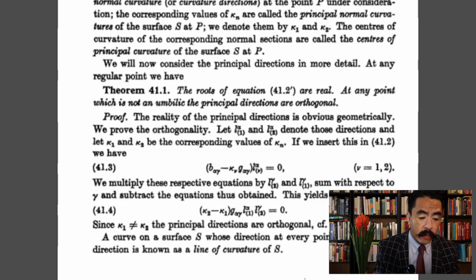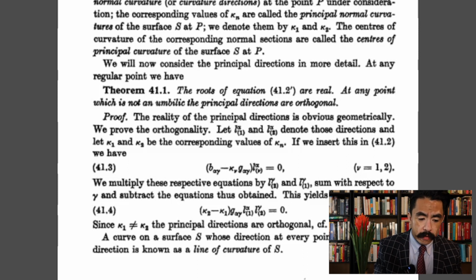At any regular point we have Theorem 41.1. The roots of the equation given by the 3 by 3 determinant equal to 0 mentioned earlier are real. At any point which is not an umbilic, the principal directions are orthogonal. The proof is as follows. The reality of the principal directions is obvious geometrically.